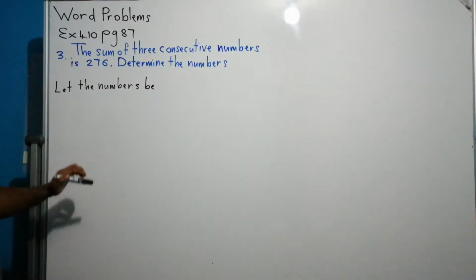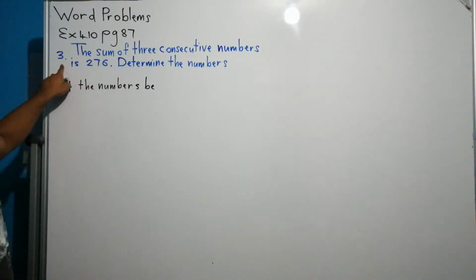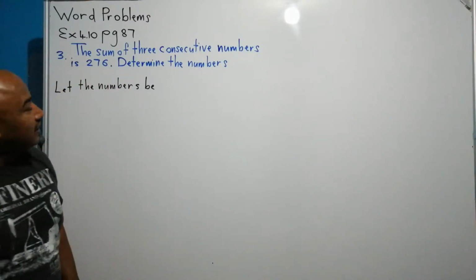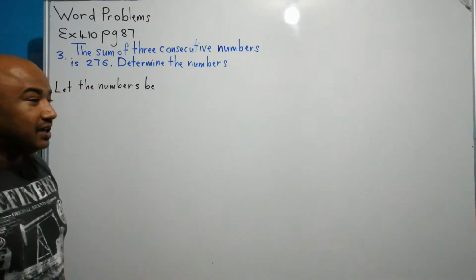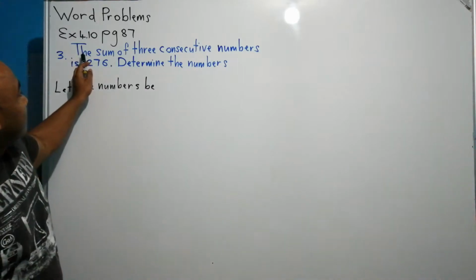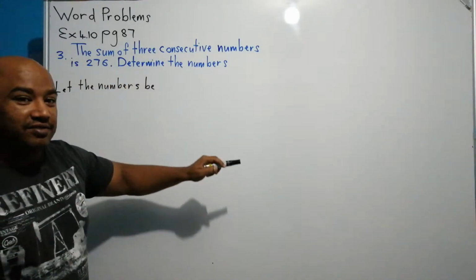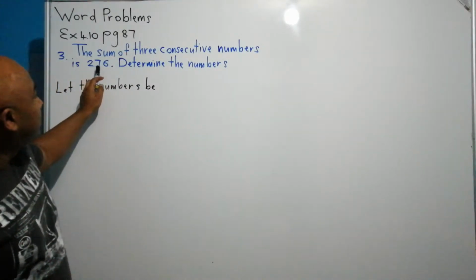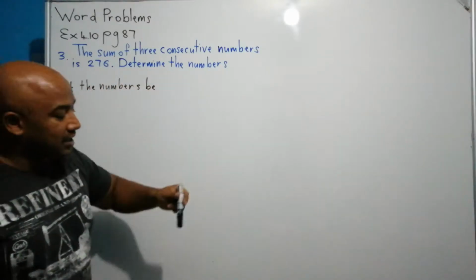Exercise 4.10, page 87, number 3. What do we have here? We have another number problem. The sum of three consecutive numbers is 276. Determine the numbers.